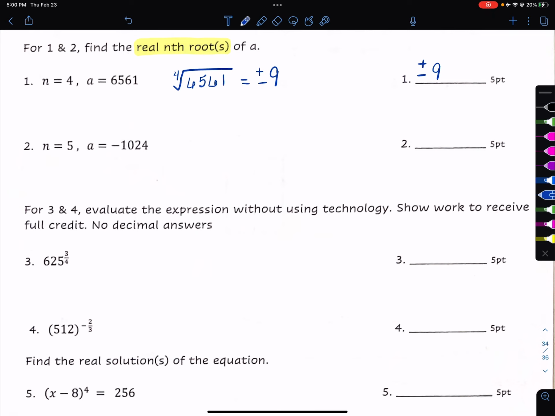Okay, the next one, I'm going to take the fifth root of negative 1,024. Taking the odd root of a number, we keep the sign. So this one here is going to be negative 4.